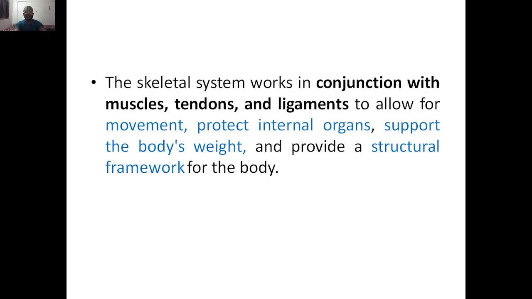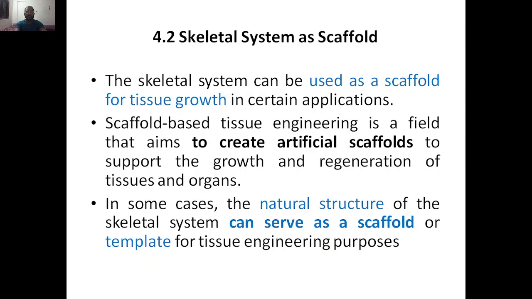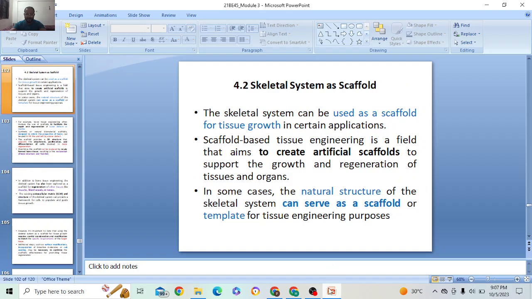So that's it. The next topic we are having is skeleton system as scaffold, that we will discuss in the next class.